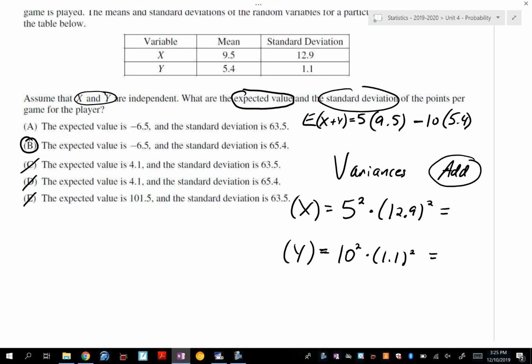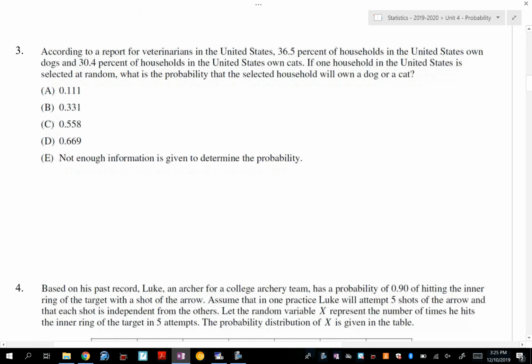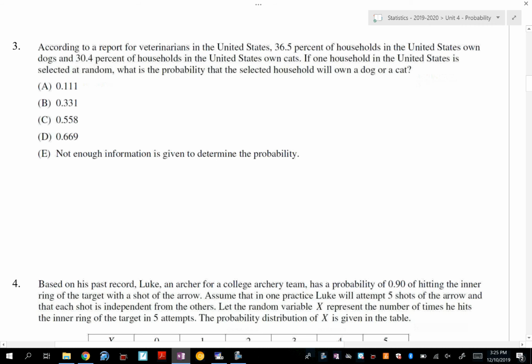So these are numbers. I don't know them because you can do it. And then you add them because these are the variances. And then you add them and take the square root. Okay? So I know the work is not fully complete at the very end. Okay, let's go to number 3. Okay, number 3.